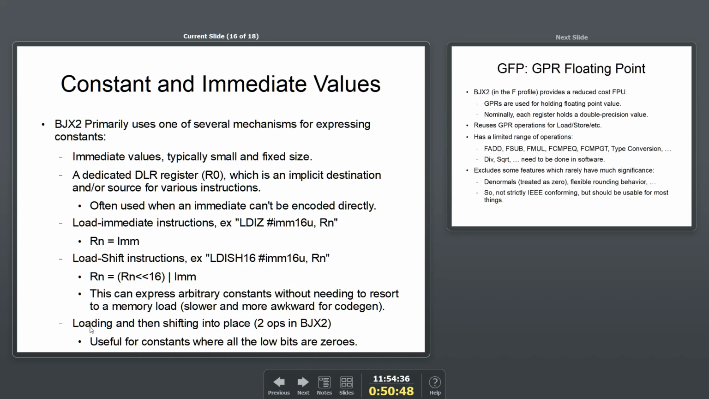Loading and shifting into place is 2 operations in BJX2. This is a single operation in ARM, but BJX2 doesn't really have that specific combination. It is theoretically possible I could add a single op for doing this at some point, but it doesn't exist for now. This is useful for constants where all the low bits are zeros, as noted.